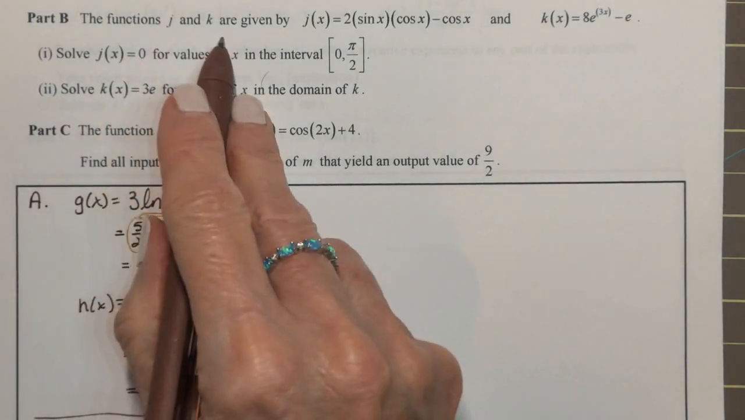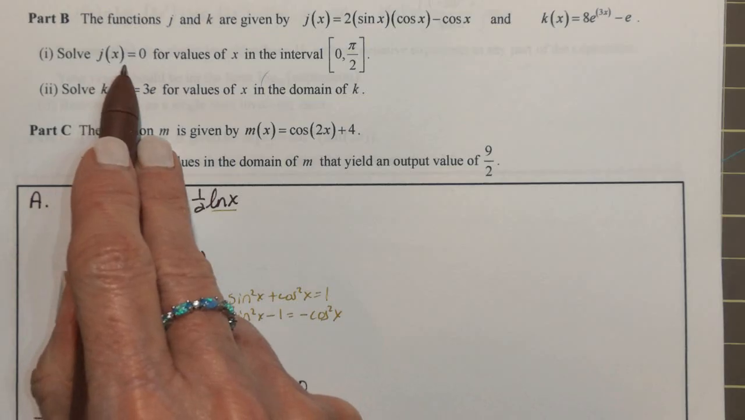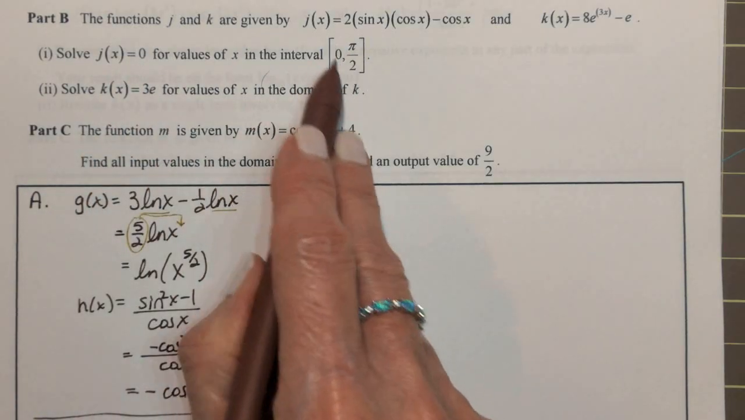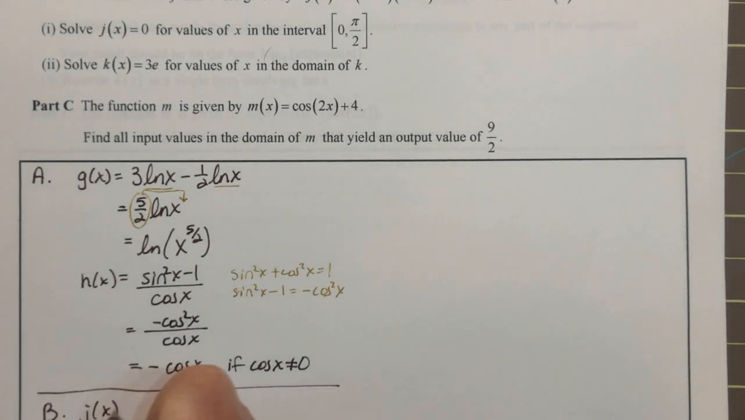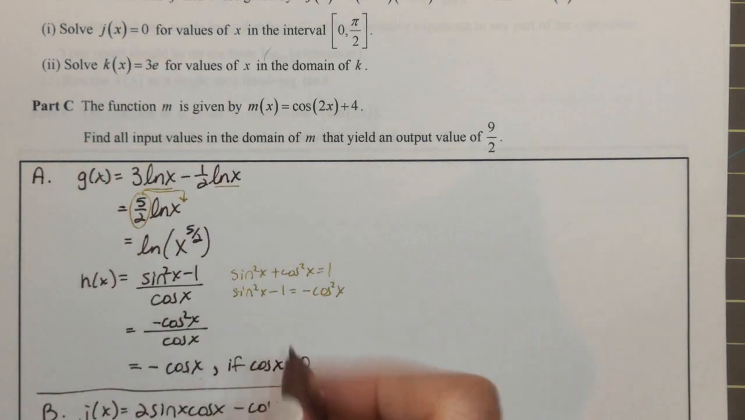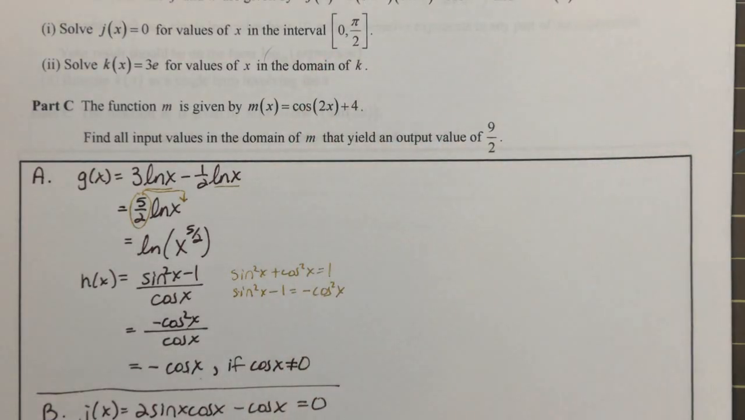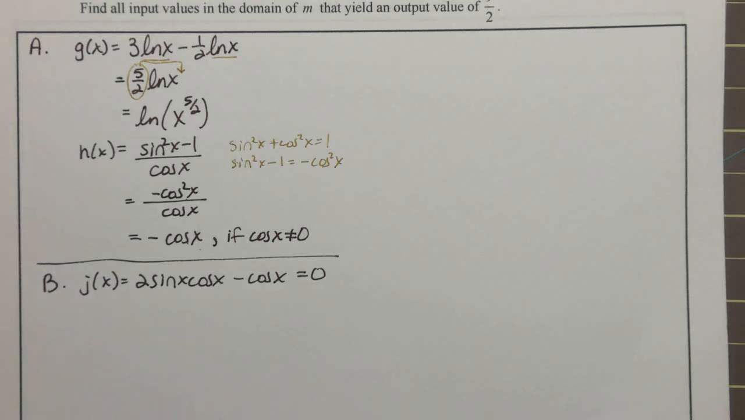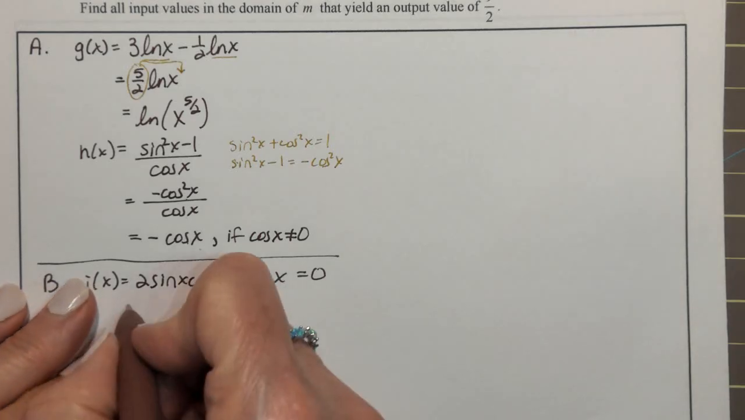Part B. In part B, the functions j and k are given by these two. Solve j of x is equal to 0 for x on this interval. So I'm going to take j, sine x cosine x minus cosine x, and they tell me to make it equal 0. And I want to solve it for values of x between 0 and pi over 2. So we're solving this equation now. So let's see. I'm going to factor out a cosine x.